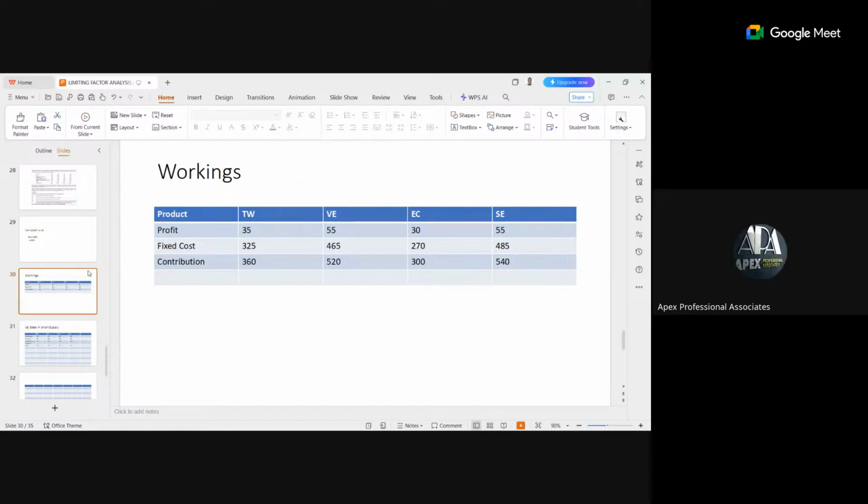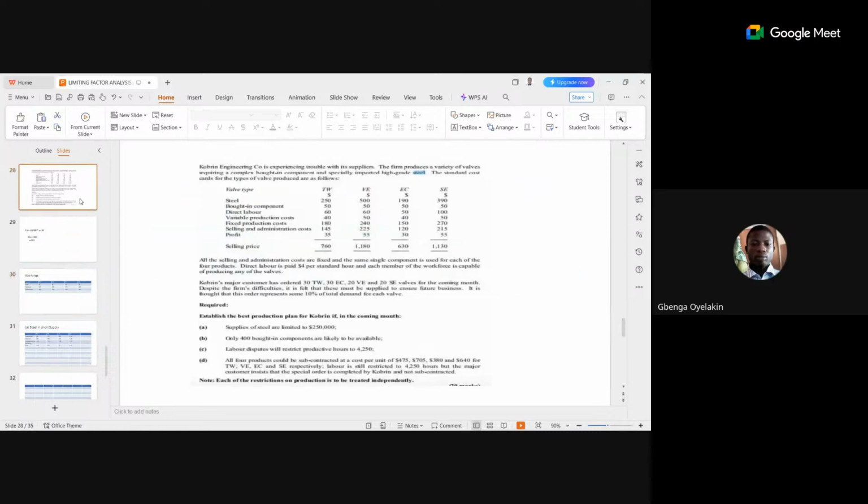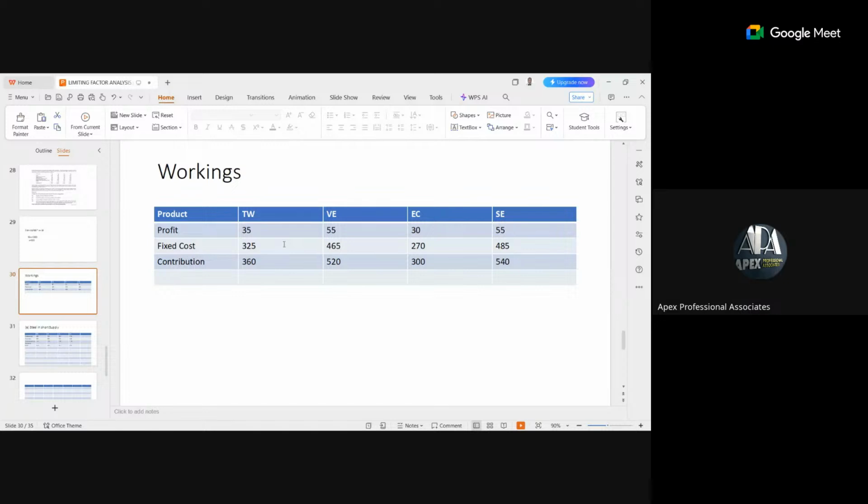Okay. See this slide, sir. This fixed cost, sorry, sir. Is it the addition of the question? See it, sir. Yes. Fixed cost 180. Then in the question it says selling and administrative costs are fixed costs likewise. So 180 plus 145. For TW, you have 325.